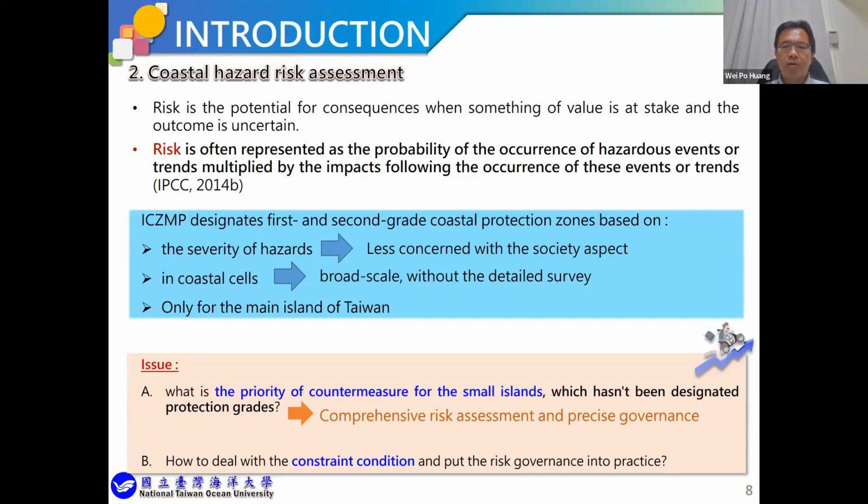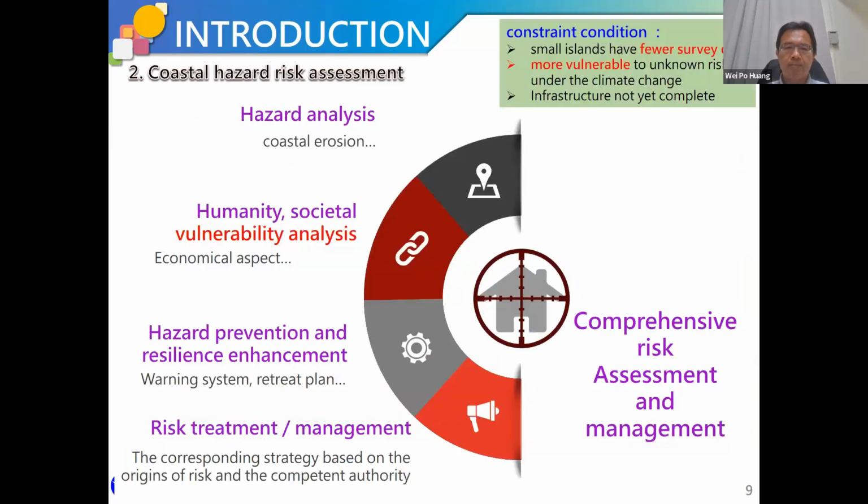In this research, we will address the following two issues. Issue one, prioritizing countermeasures for smaller islands without designated protection grades, but with the outcome of the risk assessment. Issue two, overcoming constraints and implementing risk management. The constraint conditions for small islands include that they have limited survey data and they are more vulnerable to unknown risks exposed to the impacts of climate change, unless they were in the phase of incomplete infrastructure development.